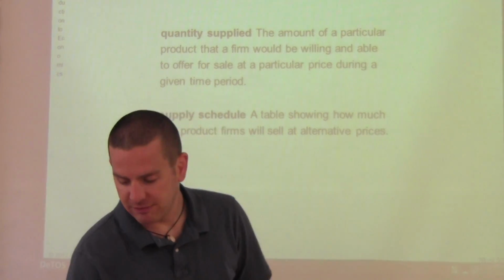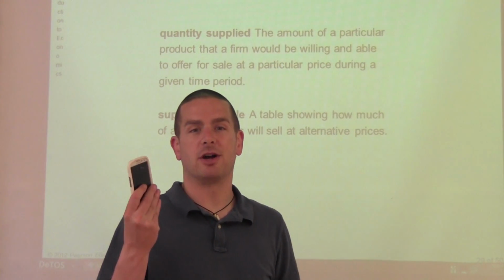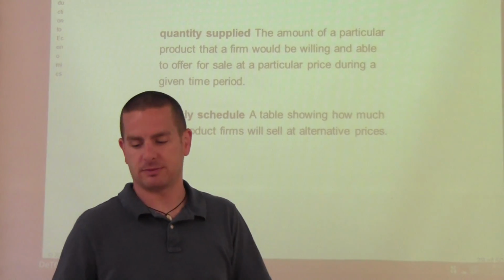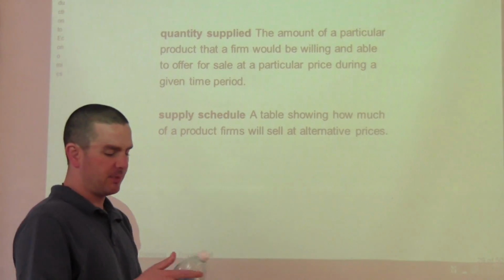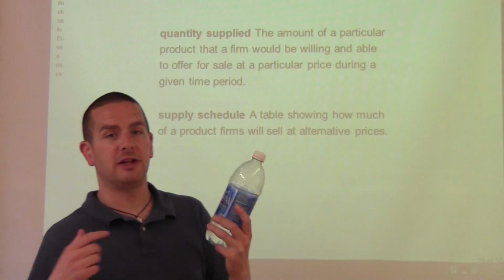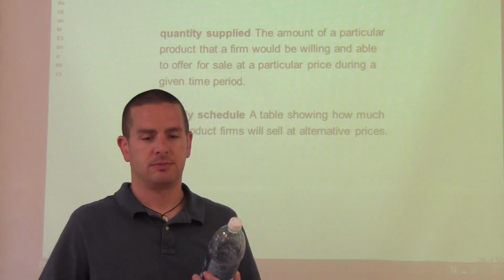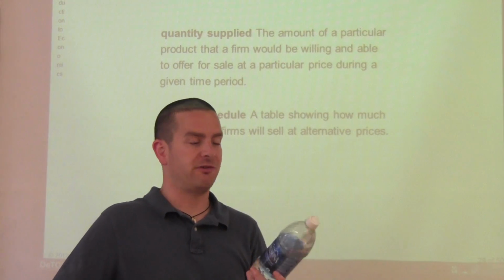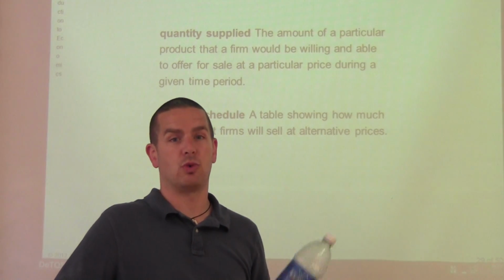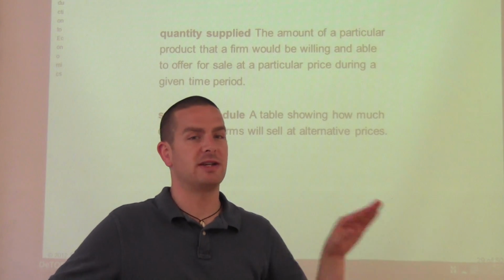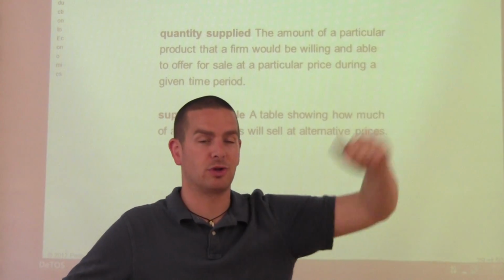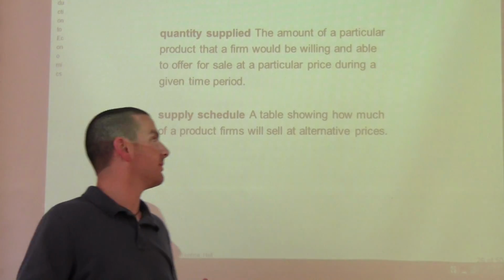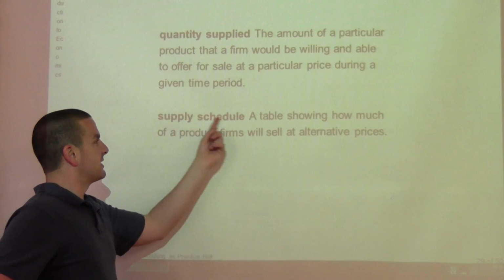So at a price of $500, Samsung is willing to sell 2,000 phones, whatever. At a price of $2, Aquafina is willing to sell 1,000,000 water bottles. But at a price of $5, Aquafina is willing to sell 2,000,000 water bottles. If the price goes up, the quantity supplied will go up. They're going to produce more if there's a higher price. That allows us to get a supply schedule.